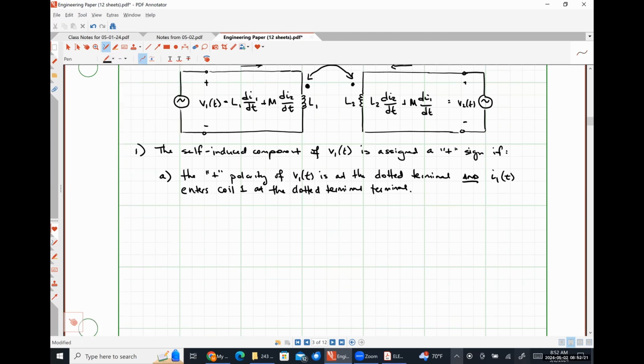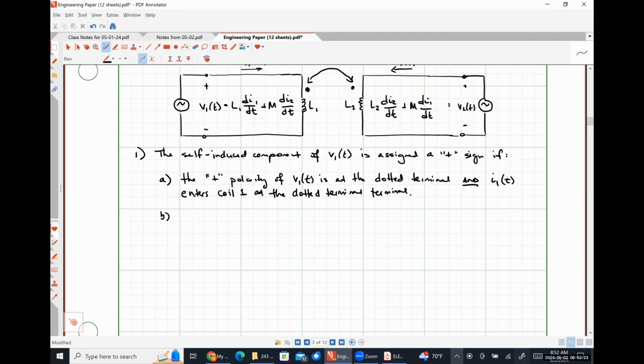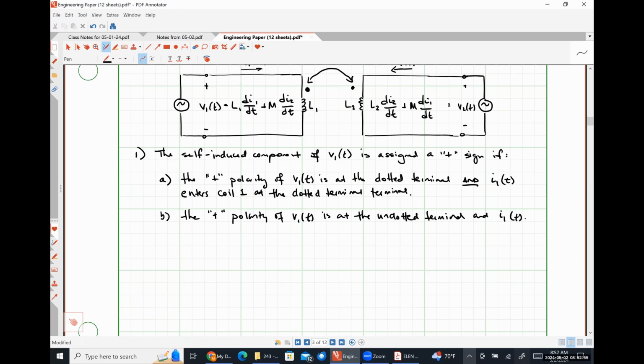The other case where we would put a positive sign on the self-induced component is if the positive polarity terminal of V1 of t is at the undotted terminal, and I1 flows into the undotted terminal.